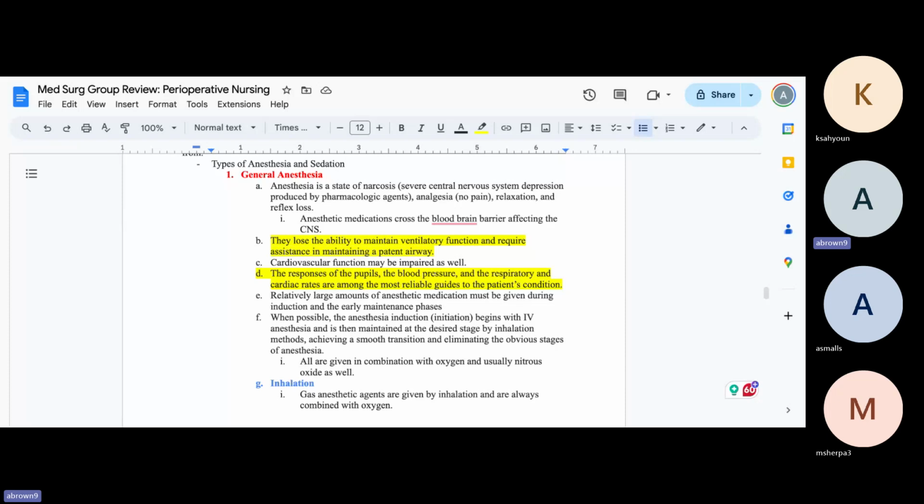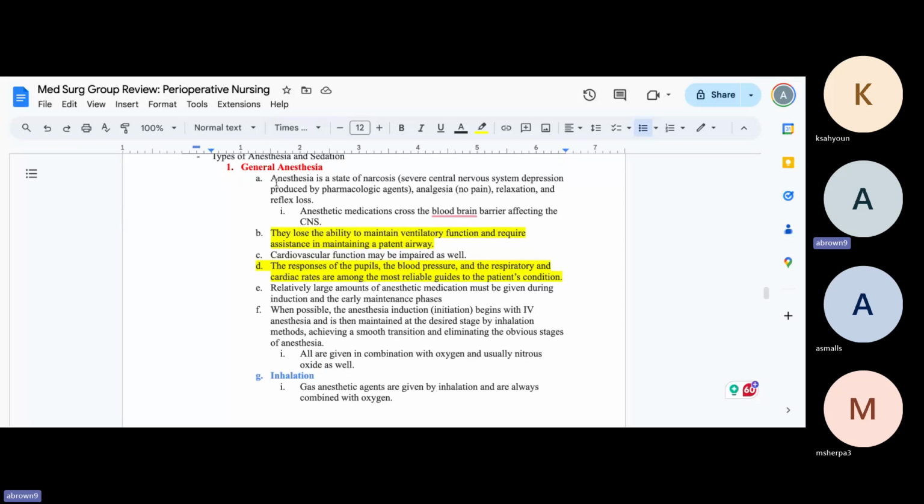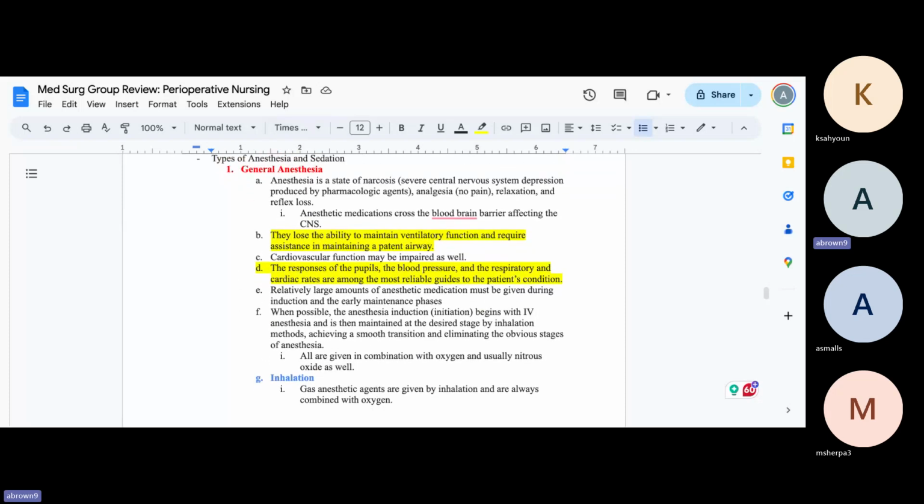Relatively large amounts of anesthetic medication must be given during induction and early maintenance phases. When possible, the anesthesia initiation begins with IV anesthesia and is then maintained at the desired stage by inhalation methods, achieving a smooth transition and eliminating the obvious stages of anesthesia. All are given in combination with oxygen and usually nitrous oxide as well. So with general anesthesia, this patient will be getting oxygen. Any questions?